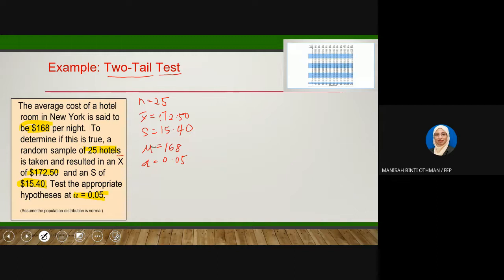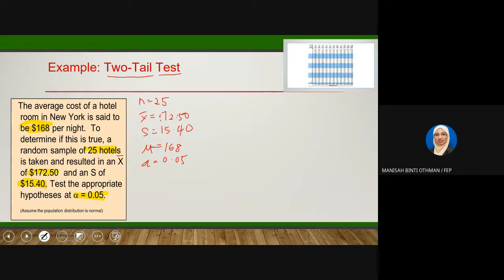Okay, if the statement said that the average cost of a hotel room is said to be more than 168, it means that it's a one tail, because it's more than. Or if the statement said that it's said to be less than 168, it also means that it's a one tail. So first you have to develop the hypothesis.